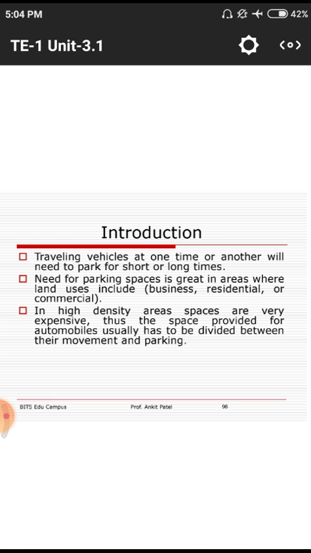Next one is the need for parking spaces is great in areas where land uses include... That means the need for parking spaces. Need means అవసరం. ఎక్కడైతే పార్కింగ్ ప్లేస్ మనకి అవసరం, where there is a huge collection of people.